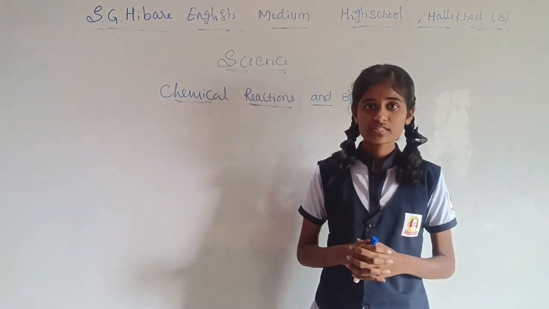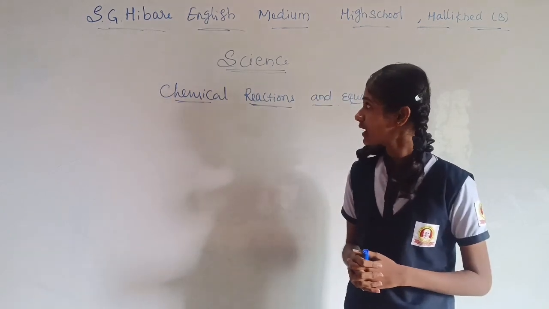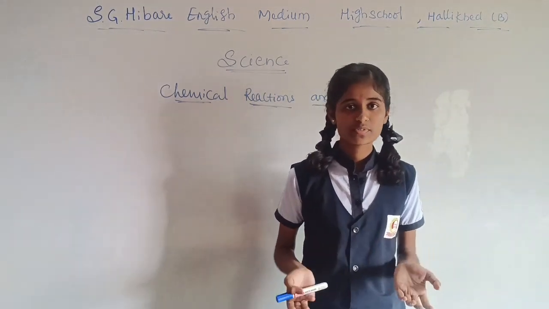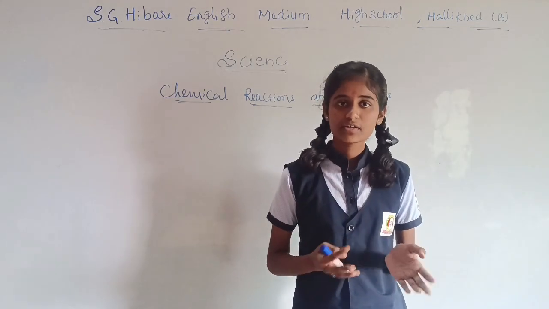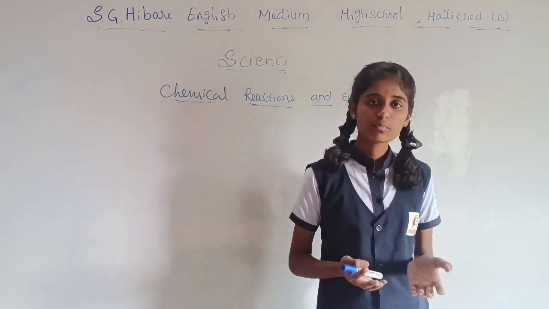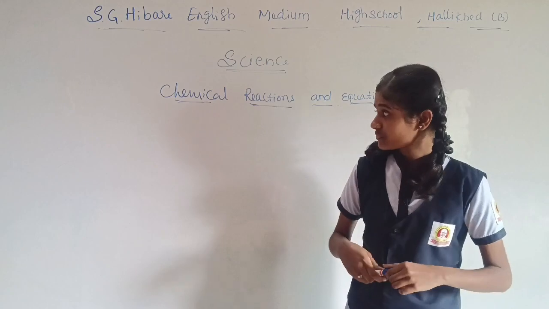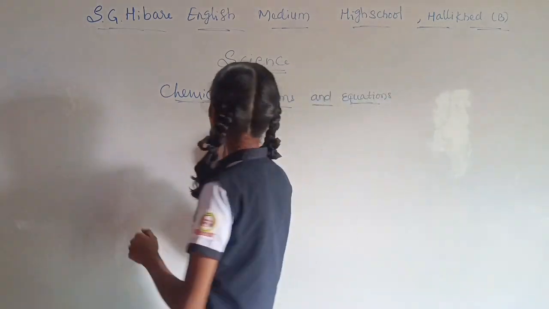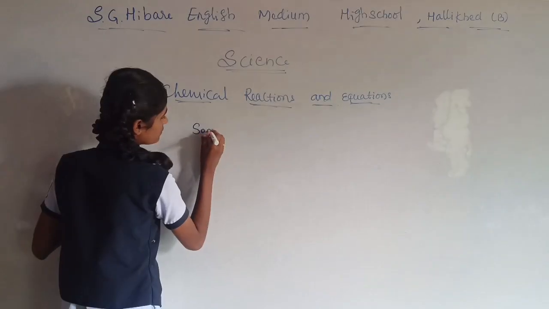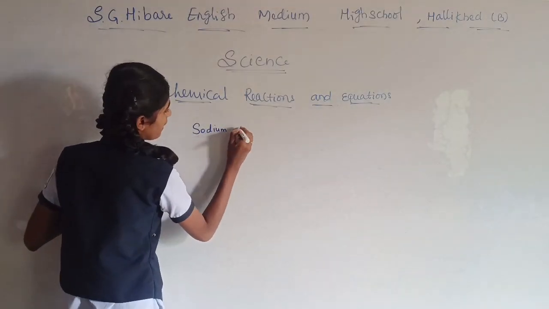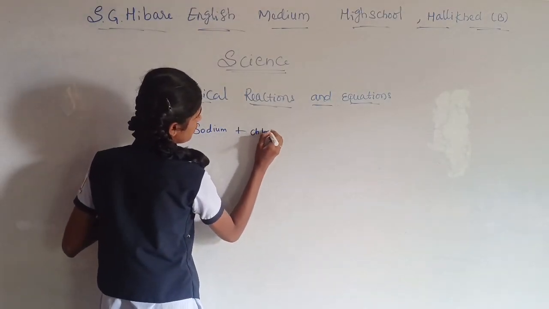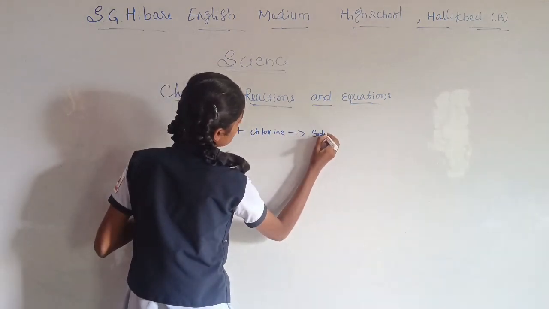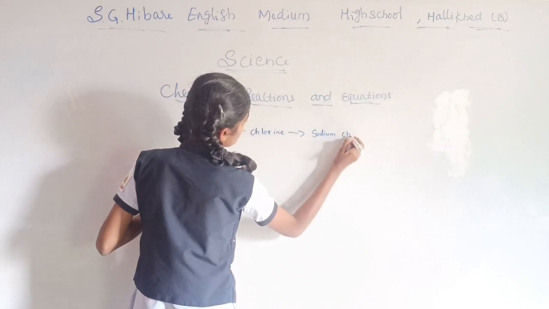A chemical reaction is a process. What is a chemical reaction? A chemical reaction is a process in which two or more substances, the reactants, are converted to form one or more different substances, the products. This is known as a chemical reaction. For example, sodium plus chlorine, which gives sodium chloride.